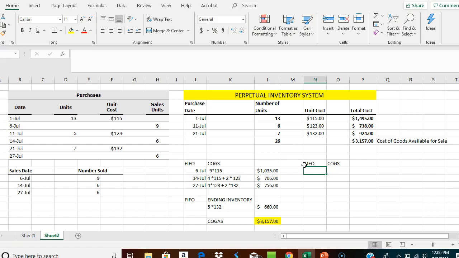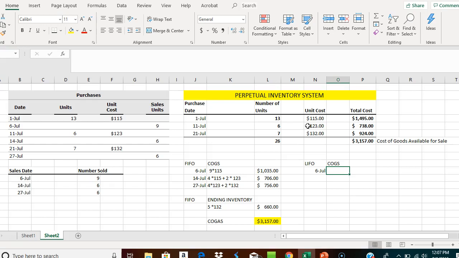Now, our sales dates remain the same. On July 6th, we sold 9 units. Which 9 units did we sell under the LIFO cost flow assumption? I'll wait. Okay. Now, some of you said we'll take these 7 at 132 apiece and 2 of these at 123. Right? That what you chose? Be honest. I get it because LIFO says last in, first out.